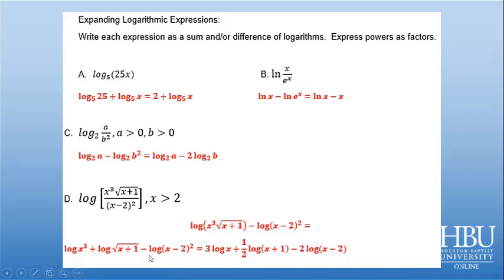Now I can use the power rule to write these powers as factors in front. So the log of x cubed is 3 times the log of x. Square root sign is the same thing as raising this expression under the square root to the 1/2 power. So I can write this as 1/2 times the log of the expression x plus 1. And then minus, bringing the 2 out as a factor, minus 2 times the logarithm of x minus 2. And I've expanded the expression.